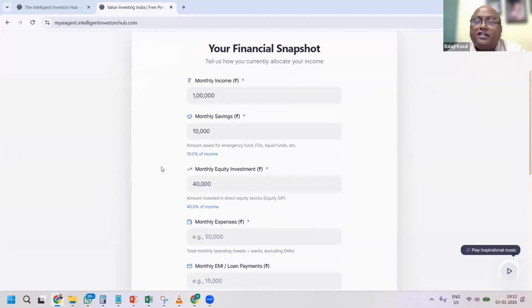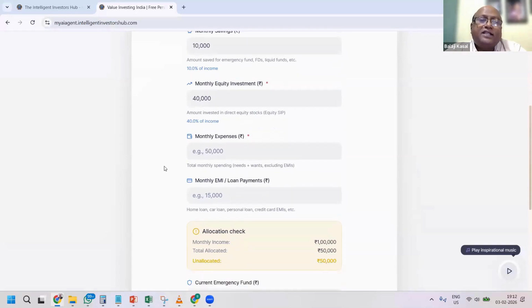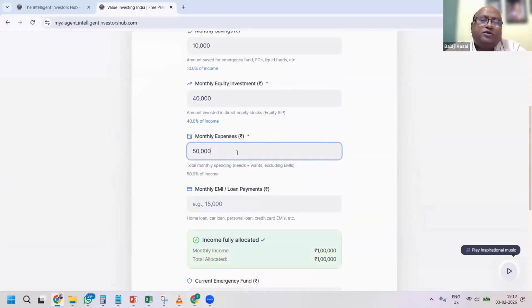Second, enter the investment. Whatever income is coming, whether your salary income, business income, or consultant income, first decide your savings, then your investment. Saving is to take care of your emergencies and all those things. Investment, of course, is for future growth. Next is monthly expenses. For example, 50,000, just to illustrate.